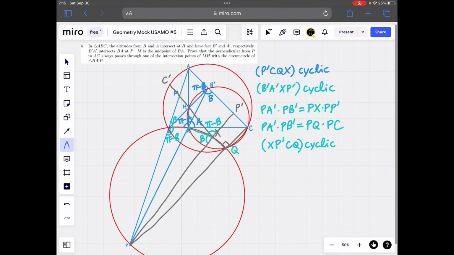So if angle XQC is equal to pi over 2, so is angle XP prime C. And now we have proved that PP prime, or PX, is perpendicular to AC. So there we have it. The perpendicular from P to AC always passes through X, which is one of the intersection points of MH, other than Q, with the circumcircle of triangle BA prime P.